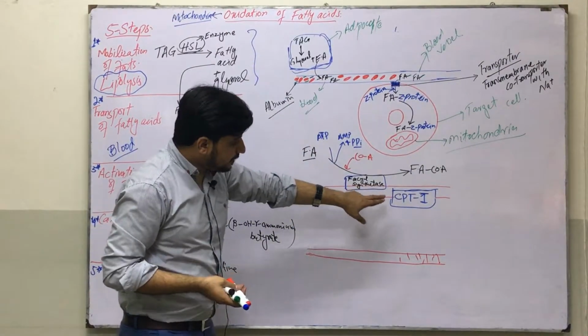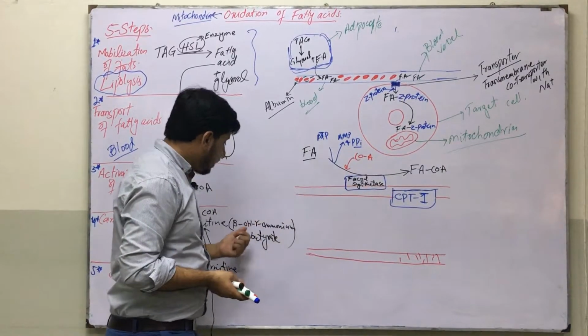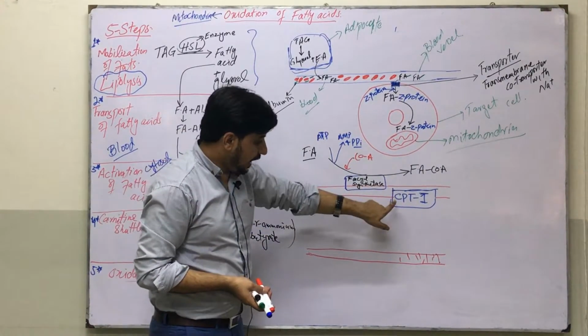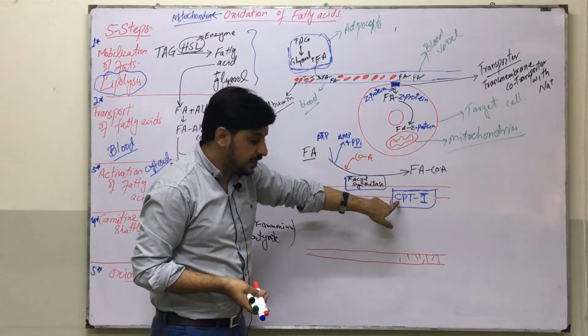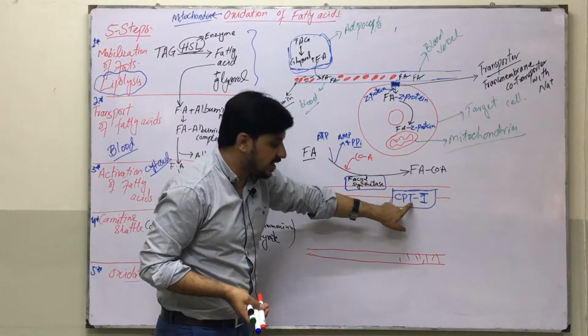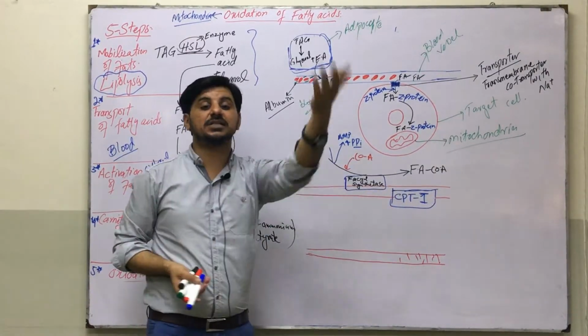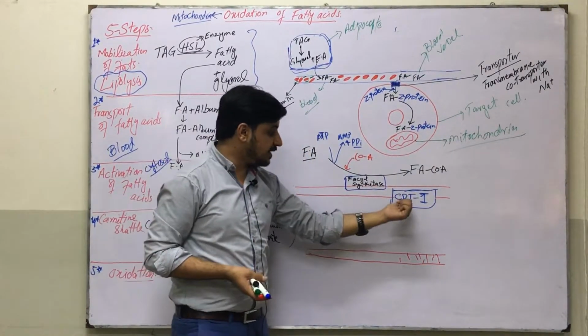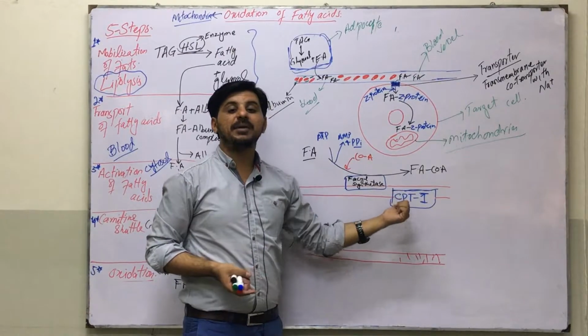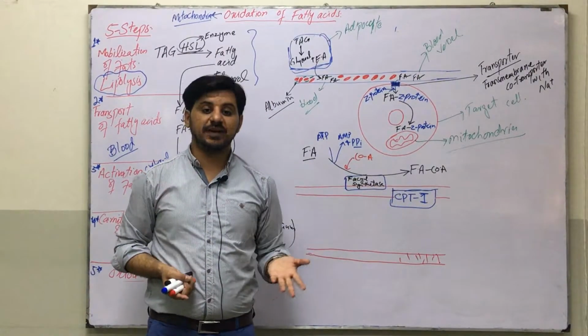And here the CPT1, which is an enzyme of carnitine, its full form is carnitine palmitoyl transferase, and its former name is CAT, carnitine acyl transferase. Carnitine palmitoyl transferase means it is for palmitic acid, which is a 16 carbon fatty acid.